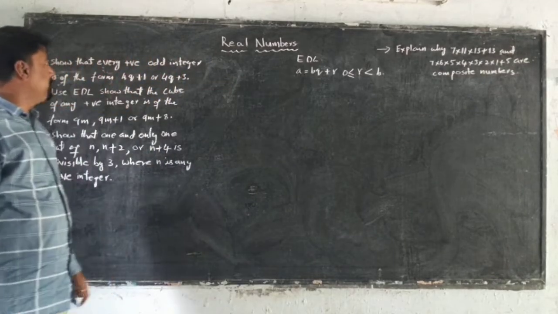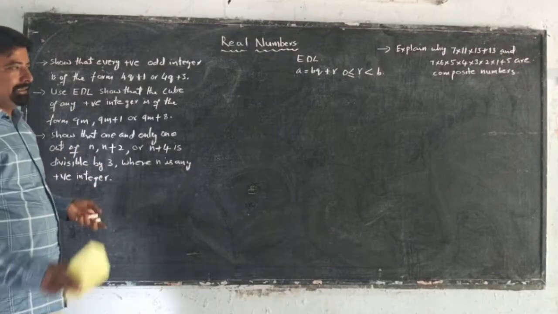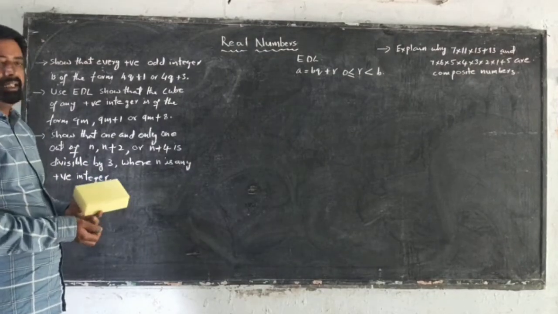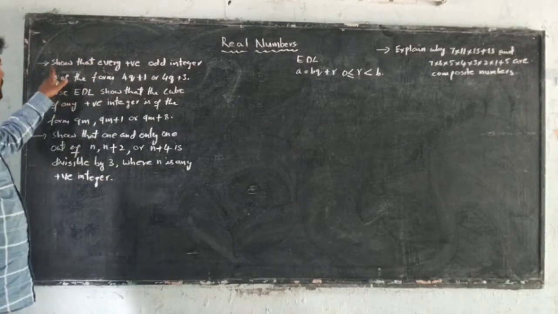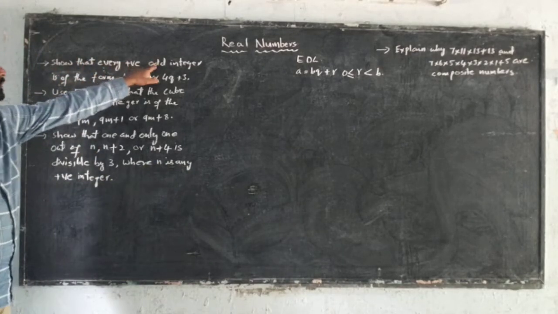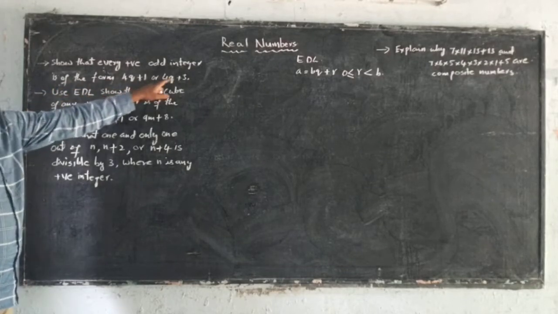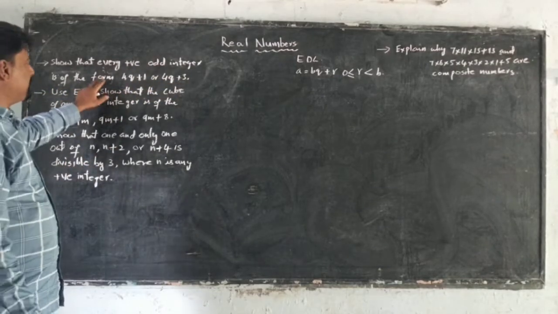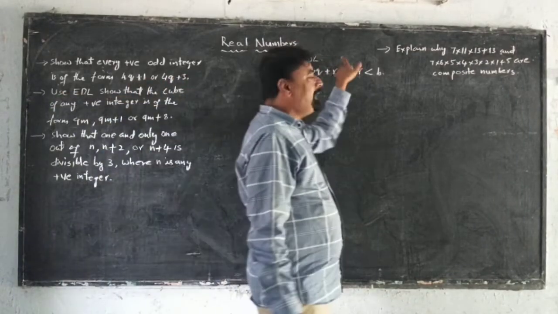In real numbers, a very important concept is that we need to prove some statements. Some statements are given in your NCERT textbook, and we need to prove them. If you see the first statement: show that every positive odd integer is of the form 4q + 1 or 4q + 3. We need to prove this statement by using EDL, Euclid's division lemma.